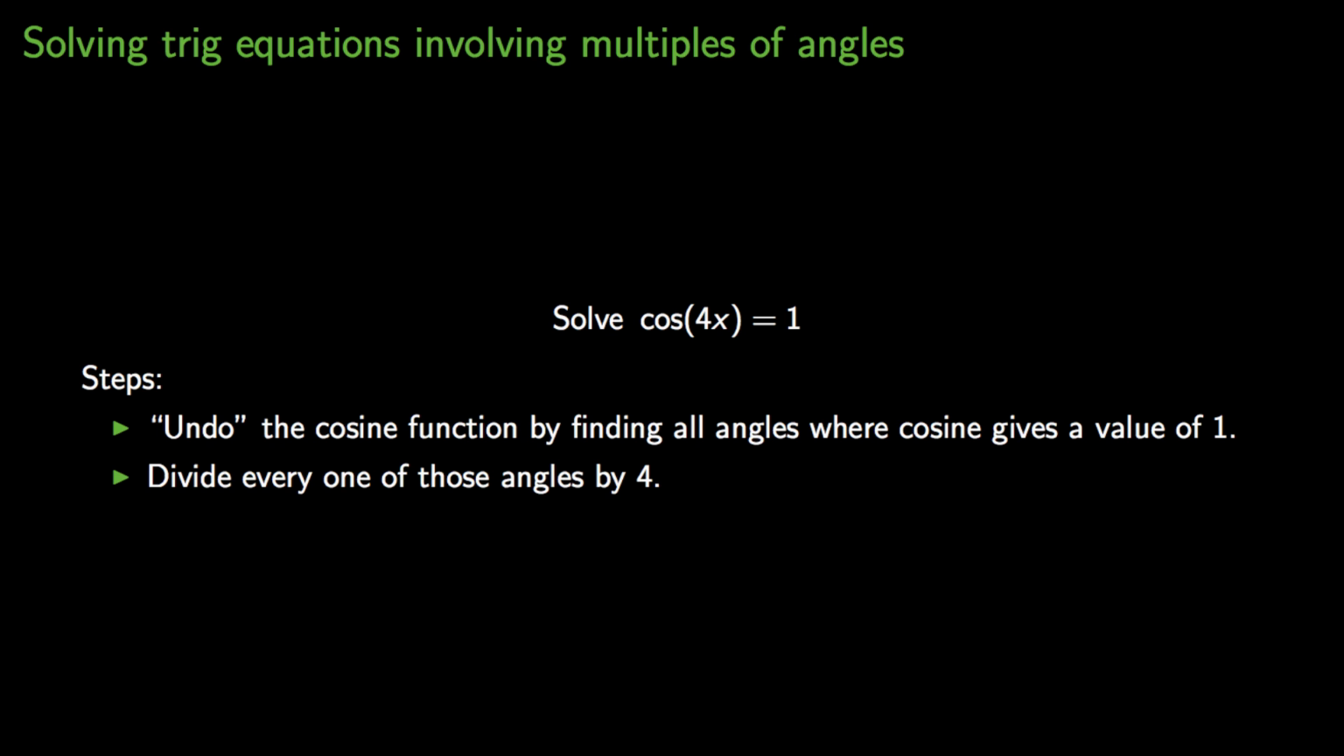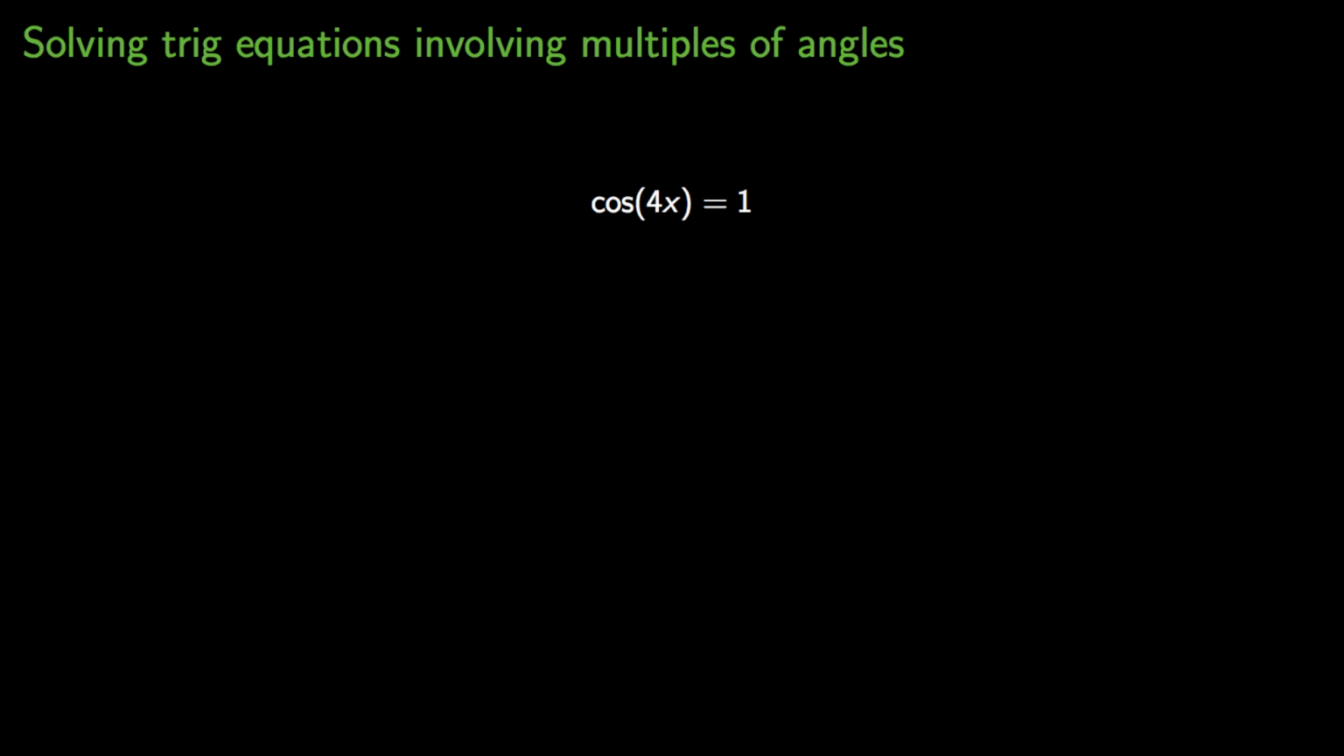First, we have to undo that cosine function, and we're going to start by looking at the unit circle and finding all angles where the cosine gives a value of 1. That's our first step. After that's over, we're going to take every one of those angles and divide them all by 4, and those are going to give us our actual solutions. So here's what that looks like.